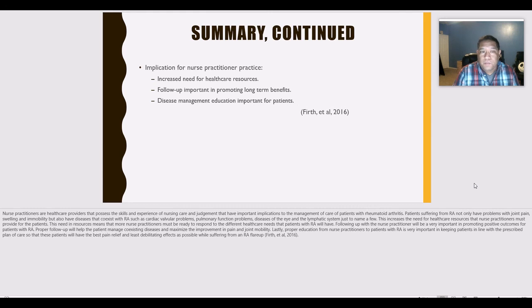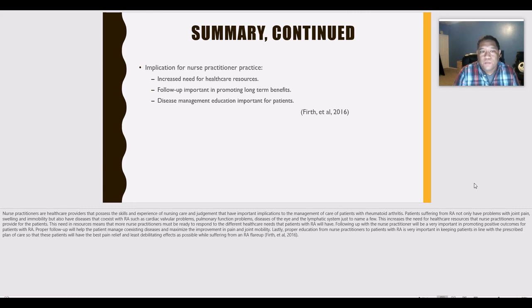So it's going to be important for the nurse practitioner to have many healthcare resources. With a patient that's going to have problems with heart valves, you have to provide them resources for cardiac health. Problems with the eye, ocular resources if they're having problems with that. Physical therapy if they're having problems moving around, using their arms, legs, hips.